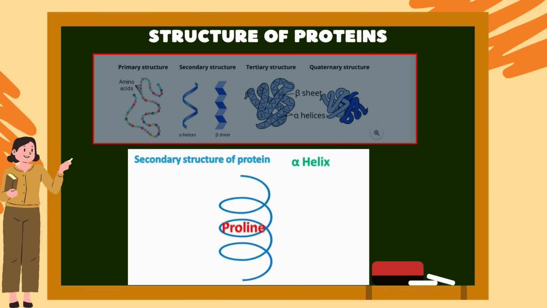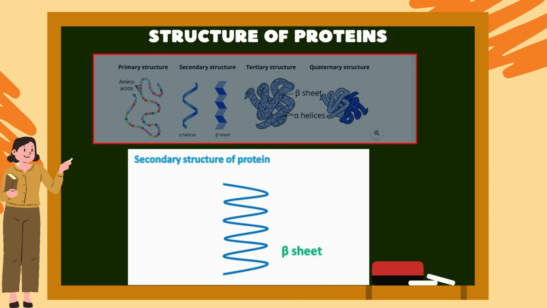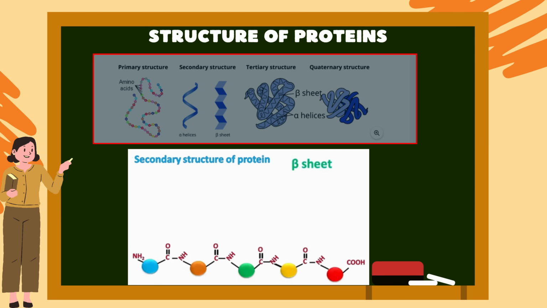The beta sheet. Beta sheet is the second type of secondary structure of protein. Now in alpha helix, the hydrogen bonding was within the same peptide chain, while in the beta sheet, the hydrogen bond is formed between two different polypeptide chains or the same polypeptide chain. The beta sheet can be arranged in either parallel or anti-parallel fashion.